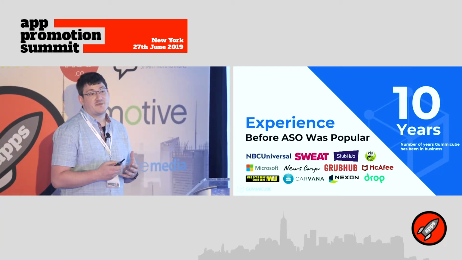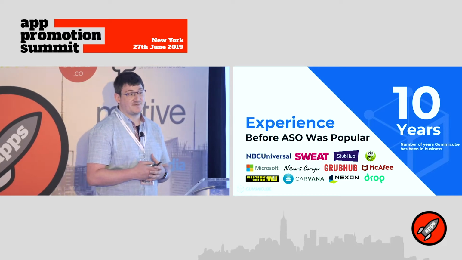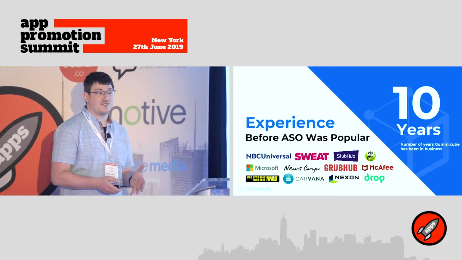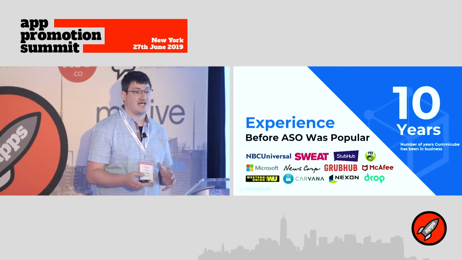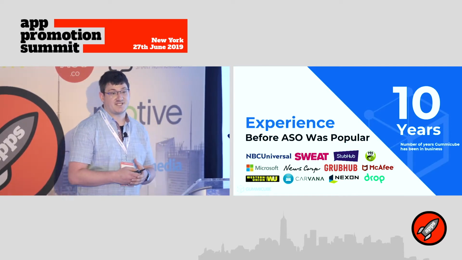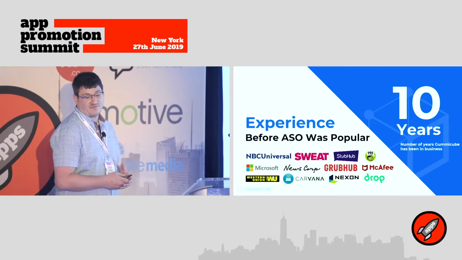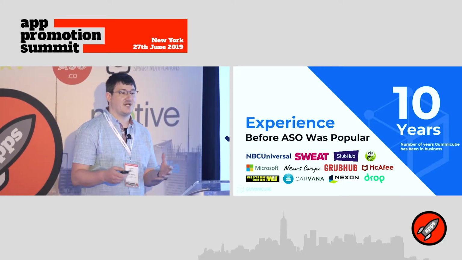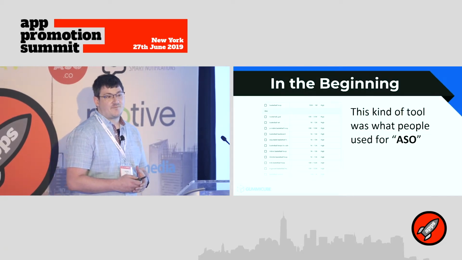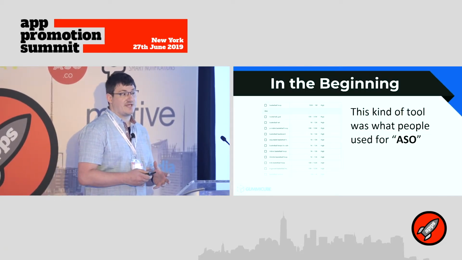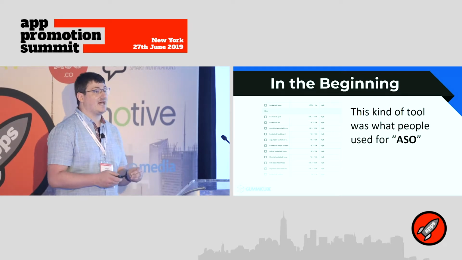And our company, GummyCube, which is focused on App Store optimization, is actually the oldest ASO company in North America. We've been doing this for about a decade, both on the technology side as well as the agency service side. We work with a lot of great people, from folks like NBC Universal and StubHub to startups all around the world.